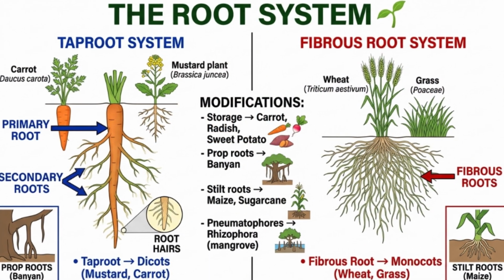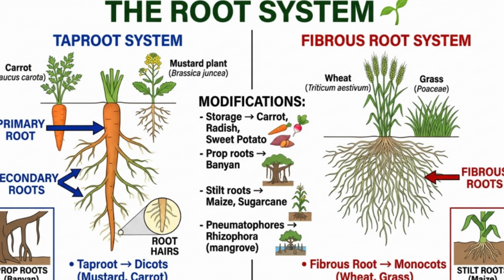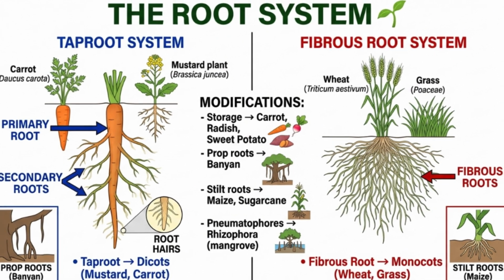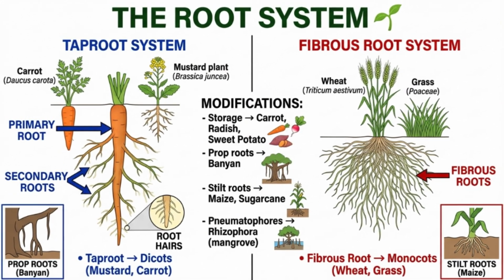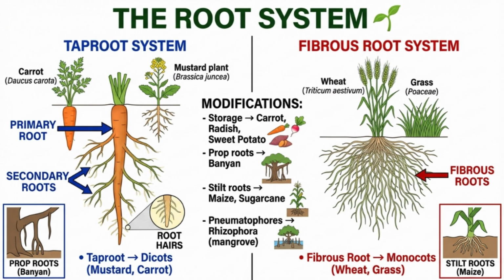Let's start underground, literally. The root system. In dicots like mustard, you get a taproot, one main root going deep with secondary and tertiary branches. In monocots like wheat, the primary root dies early and you get a fibrous root system. Now here's where NEET gets sneaky, root modifications. Carrot and radish store food in their taproots. Sweet potato? That's a tuberous modified adventitious root, not a taproot, don't mix it up.